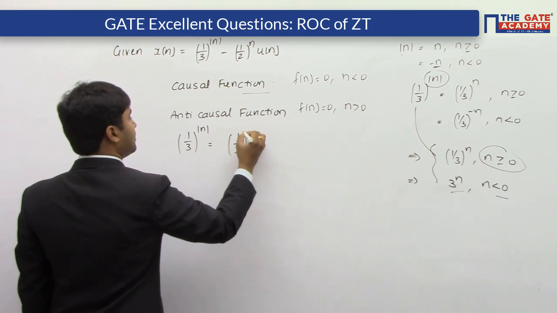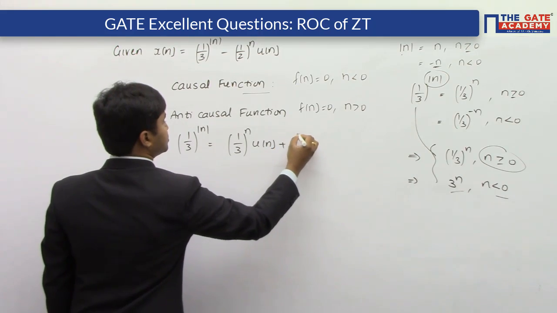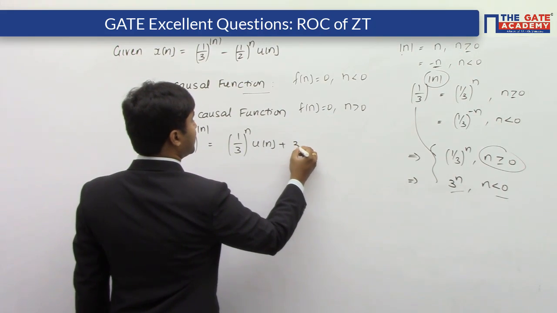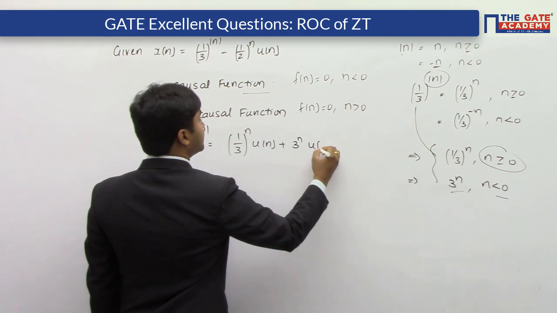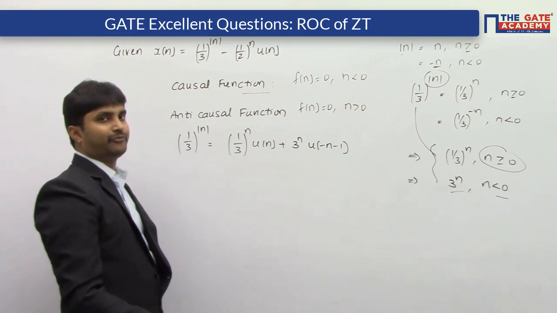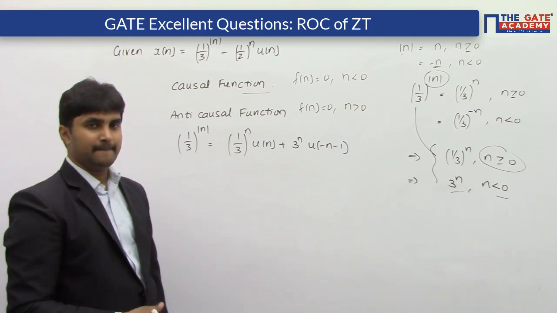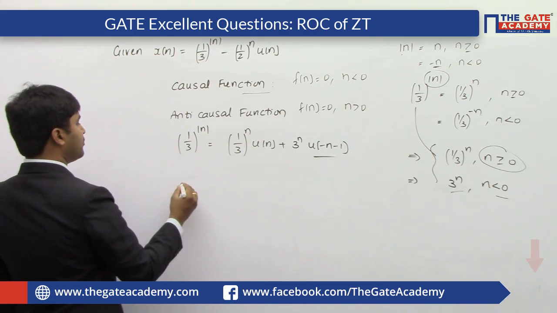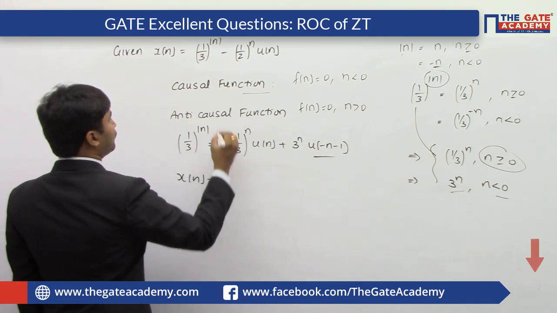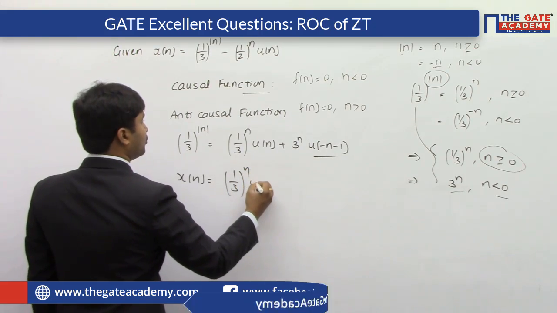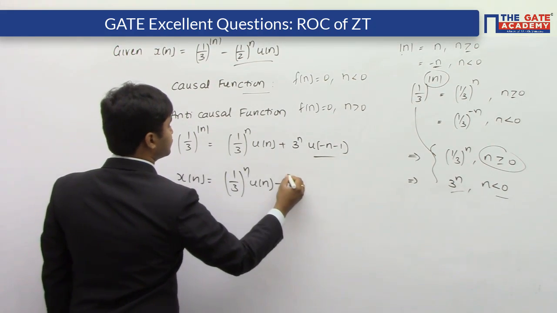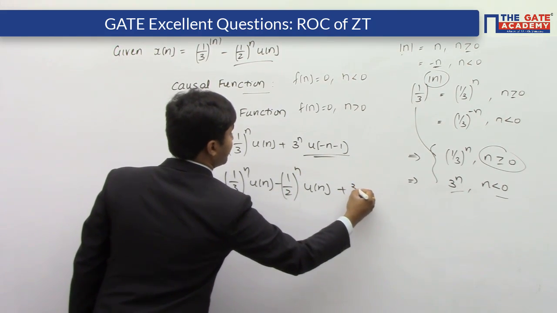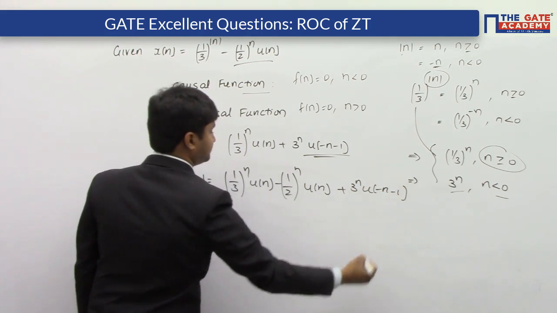Therefore I can write (1/3)^|n| as (1/3)^n u(n) plus 3^n for n less than 0, which is the anti-causal part. The anti-causal representation is nothing but u(-n-1), the anti-causal part of the step function. Now if you substitute in x(n), we get (1/3)^n u(n), which is the causal part, then (1/2)^n u(n), also a causal part, and the anti-causal part which is 3^n u(-n-1).